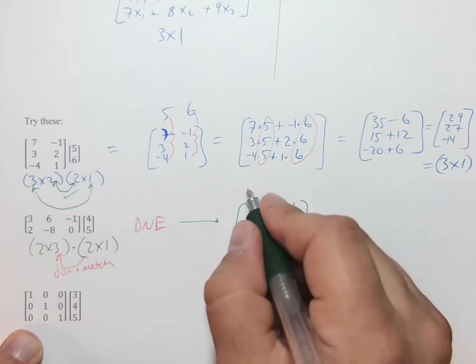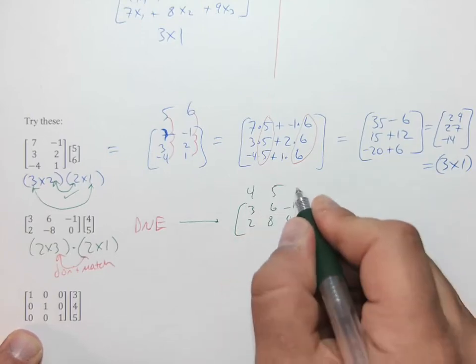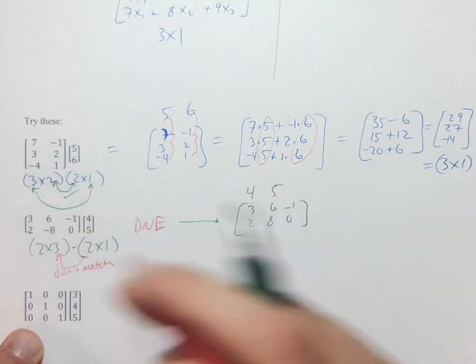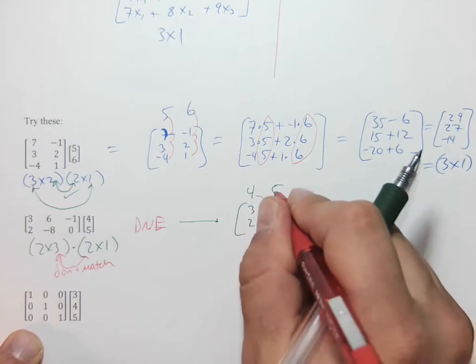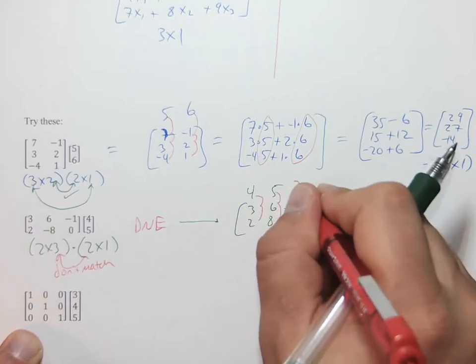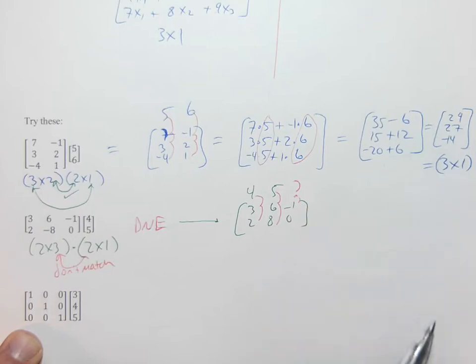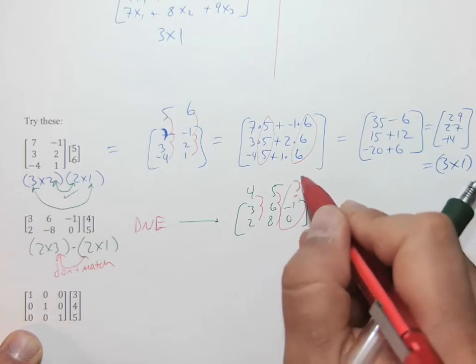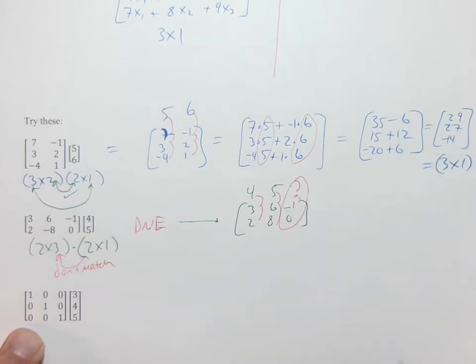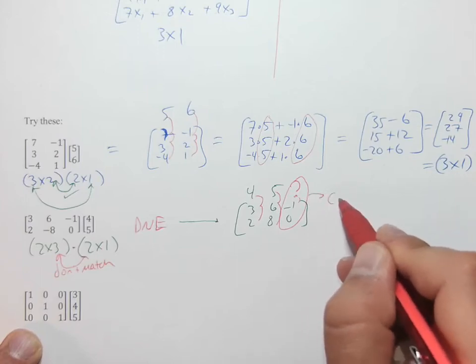If I took my 4 and my 5 and put it right there, these are going to go through and multiply those. The 5 is going to multiply that column, but there's nothing here to multiply this column, right? So this column doesn't have a scalar to scale it by, and so we can't do this one.